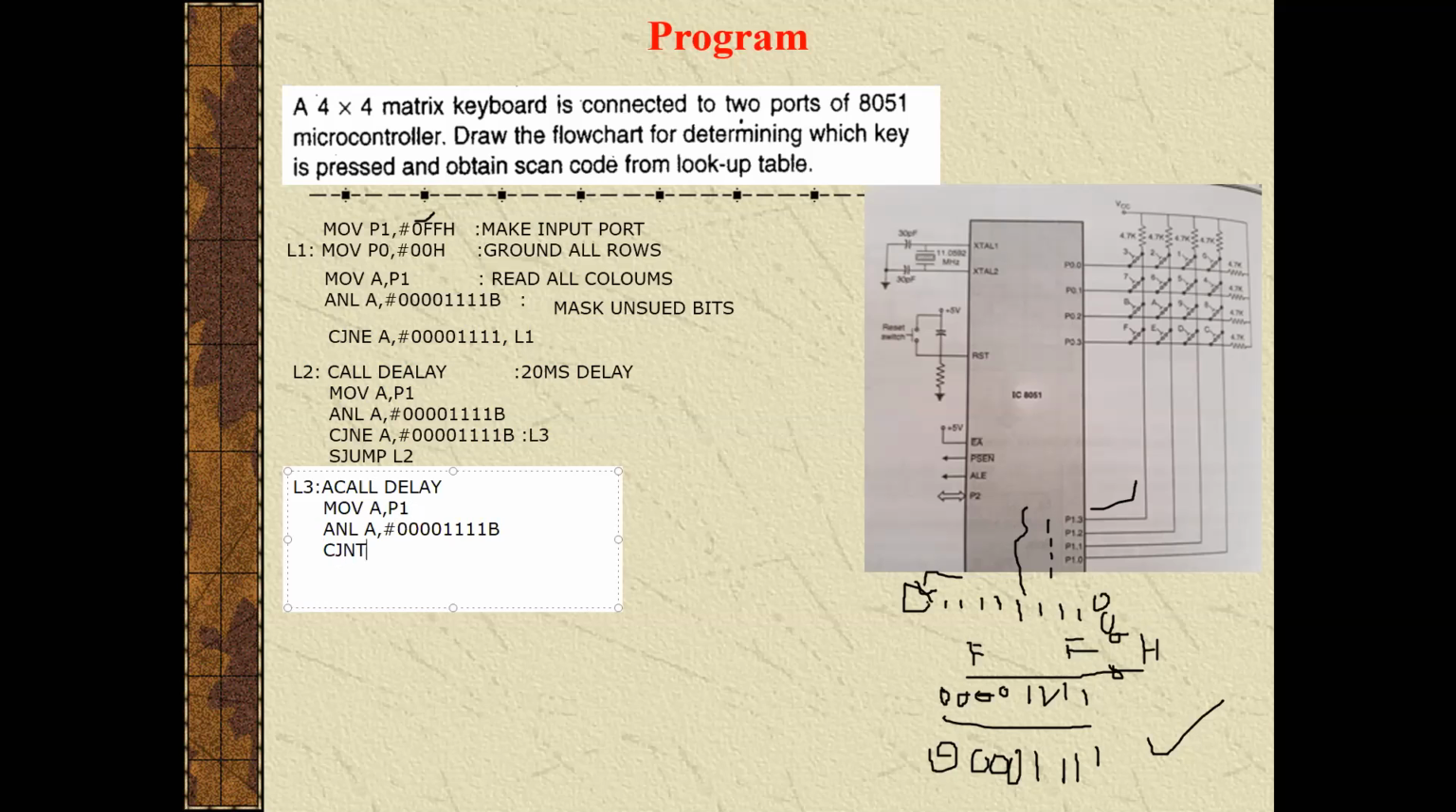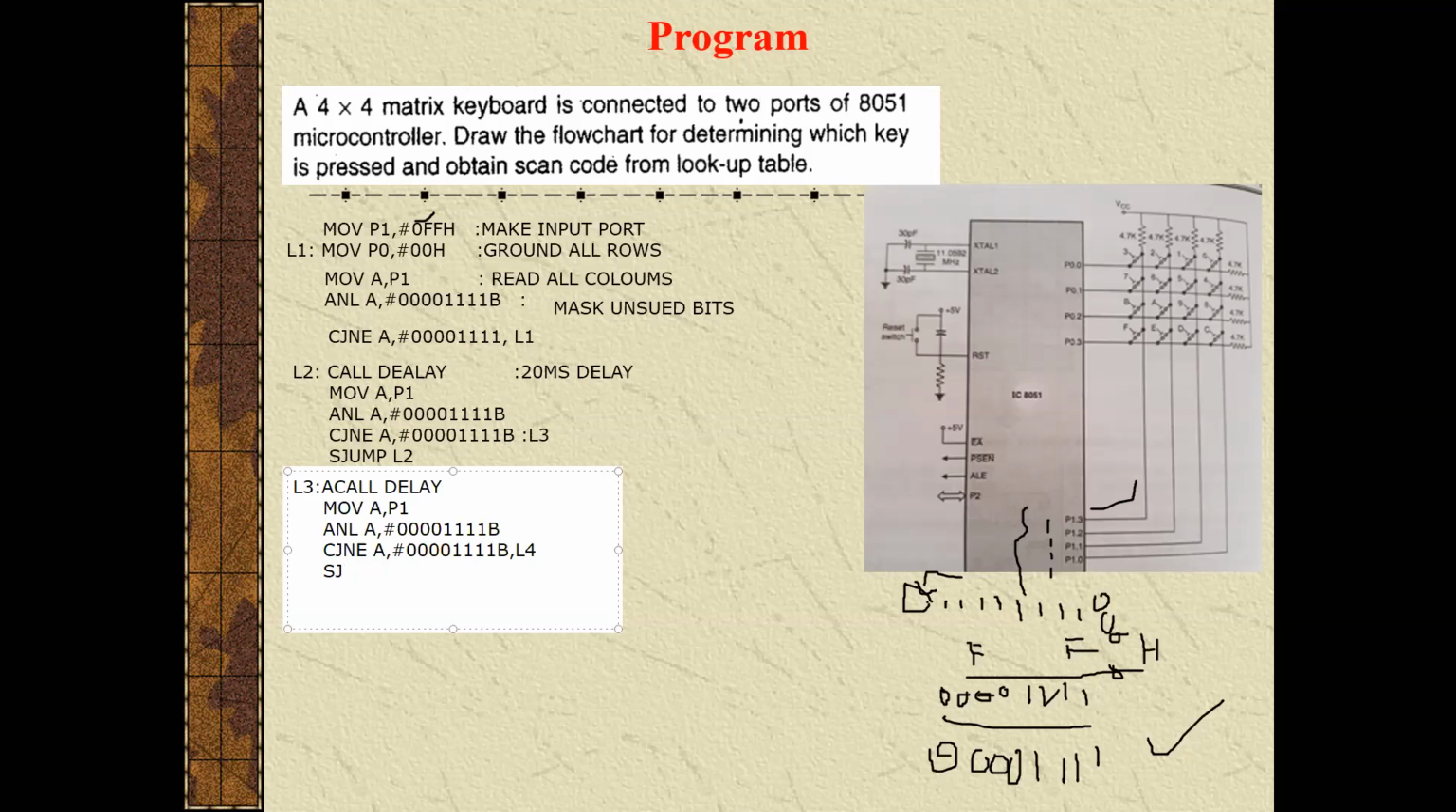If both results are not equal, what will happen? If the result is the same, it means no key is pressed. If the data is not equal, that means a key is pressed. If a key is pressed, we go to loop 4. If no key is pressed, so S jump.